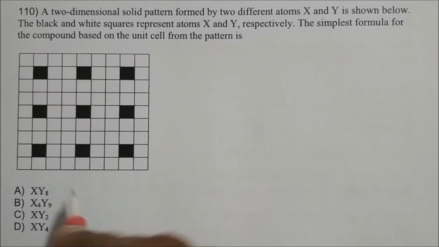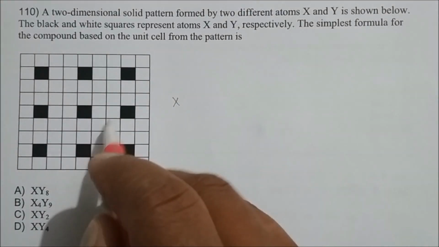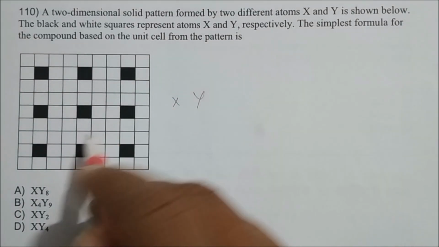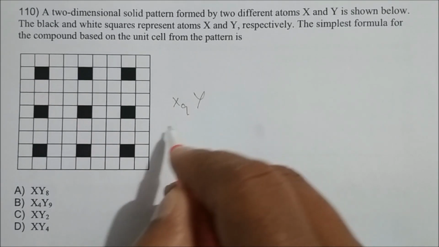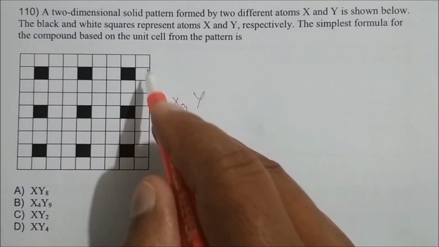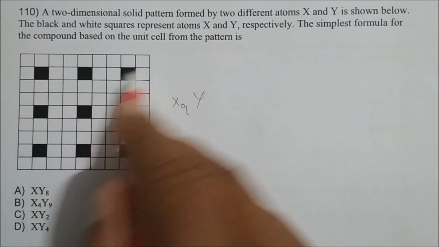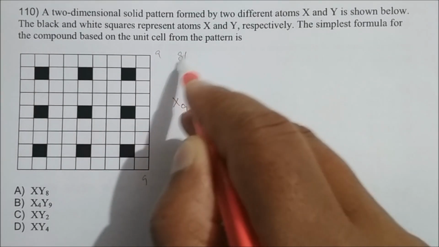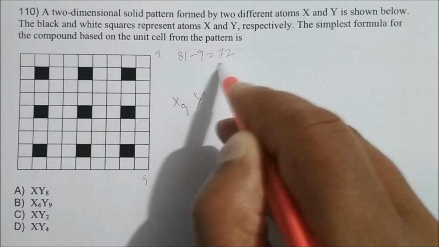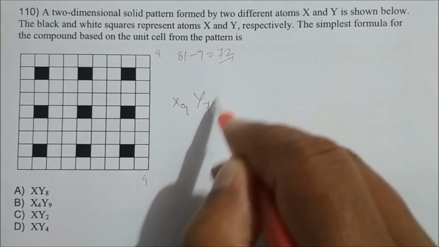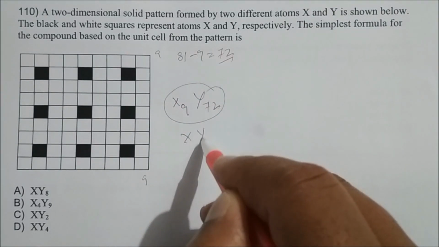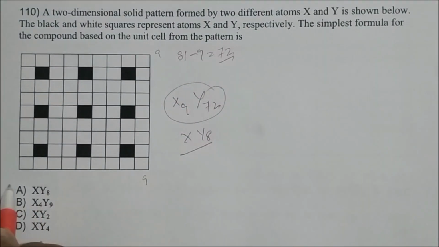So black is X, and Y is the other. You can count the whole squares. There are a total of 9 black squares, and for Y, this whole column is 9 and this whole column is 9, so 9 into 9 is 81, minus 9, so you will get 72 white squares. So put here 72. If you solve it, this is X Y 8. So this answer is correct.